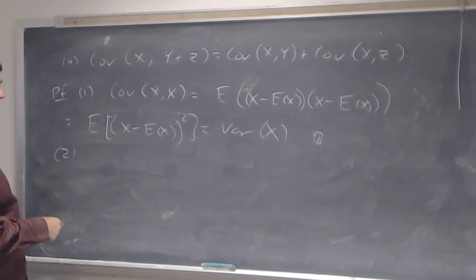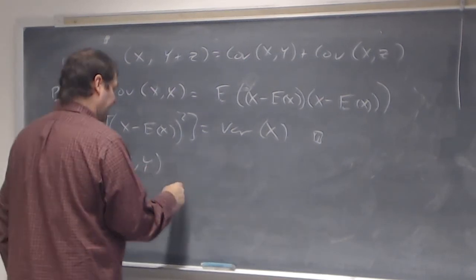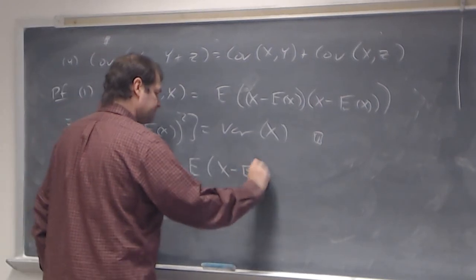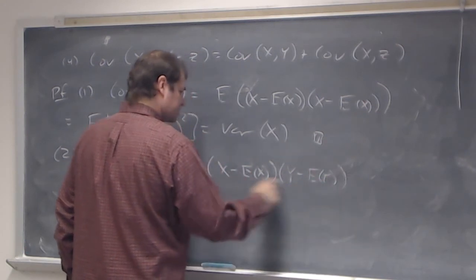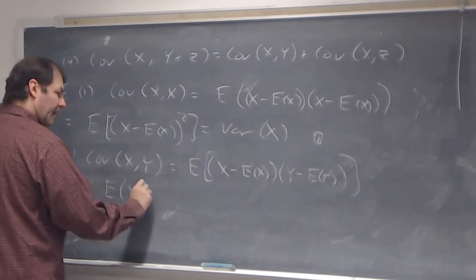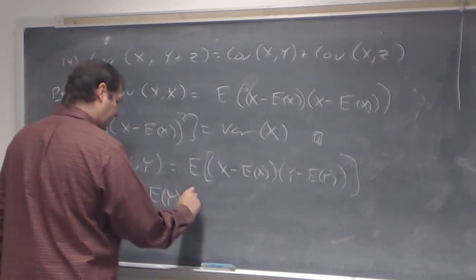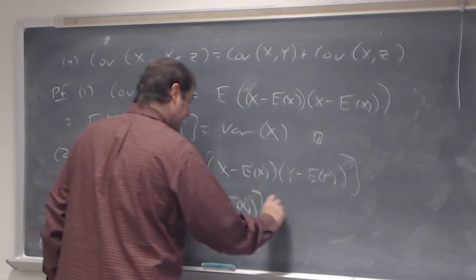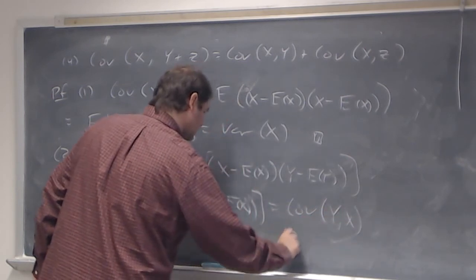So that's part 1 done. Part 2 is very easy as well. The covariance between x and y, we want to show that's equal to the covariance between y and x. Well, that's equal to the expected value of x minus the expected value of x times y minus the expected value of y. And we can just reorder these to be equal to the expected value of y minus the expected value of y, times x minus the expected value of x, and that is the covariance between y and x. So that means that one.